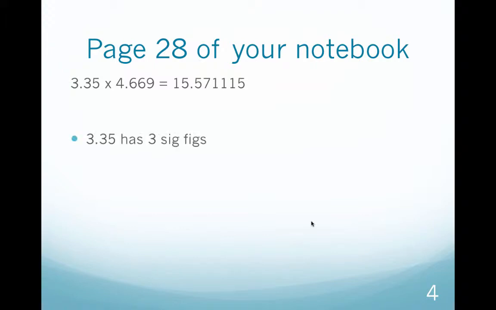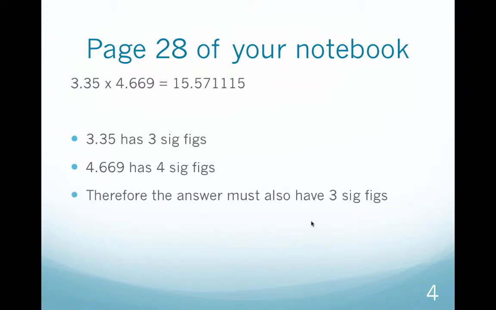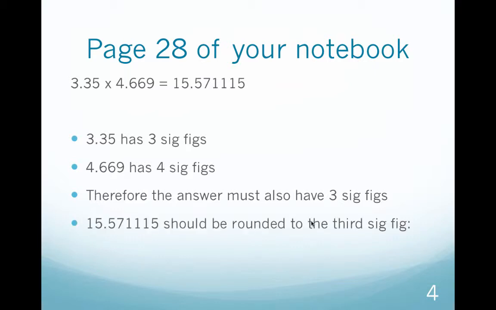All right, so what do we need to take into consideration? The number of significant figures, or sig figs, each one of those numbers has. 3.35 has 3 sig figs. That's 3 non-zero numbers. Remember, we don't take into account the decimal point. 4.669 has 4 sig figs. Therefore, the answer must also have 3 sig figs. So we are going to round that number so it has 3 significant figures.